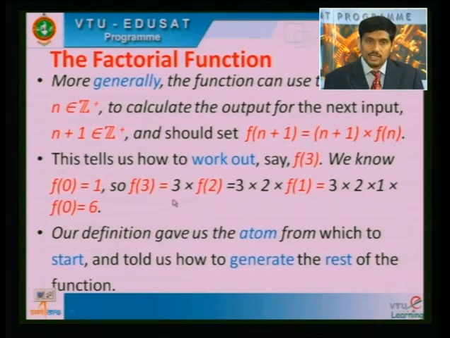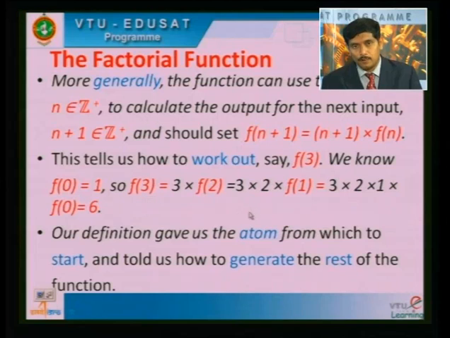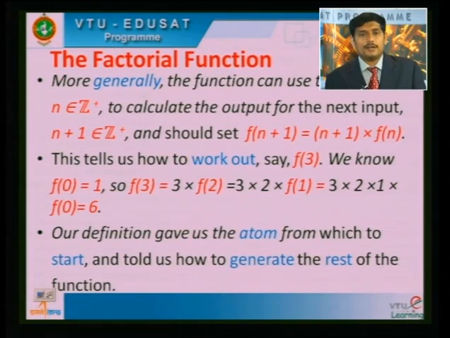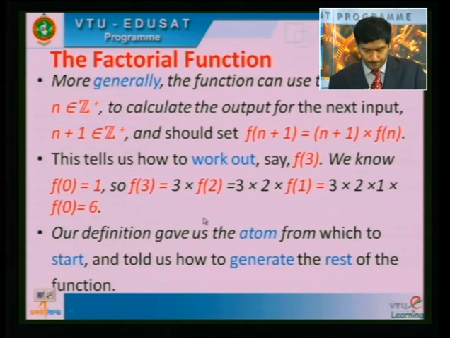If you put f of 3, you get 3 into f of 2. That means we come back. That is the backward method of finding the values. That is, f of 3 equals 3 times f of 2. What is f of 2? f of 2 is 2 times f of 1. What is f of 1? f of 1 is 1 into f of 0. f of 0 is 1. Then you get 3 into 2 into 1, that is 6. This is the backward method of finding the factorial function. Our definition gave us the atom from which to start and told us how to generate the rest of the function.